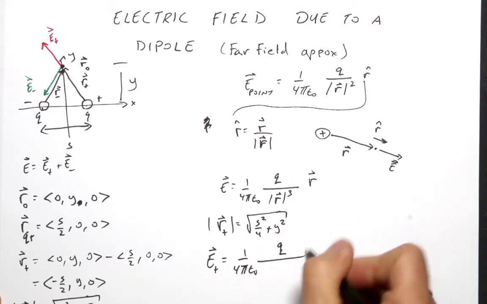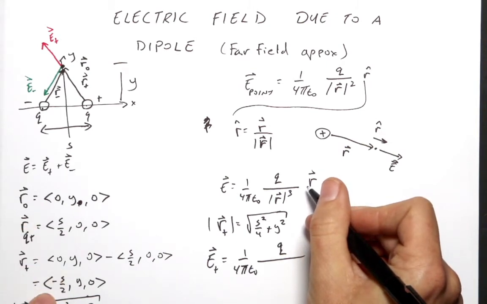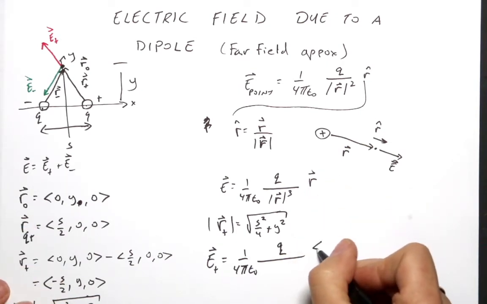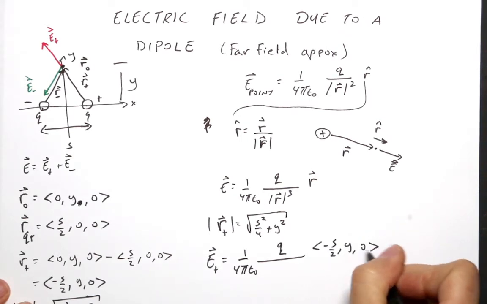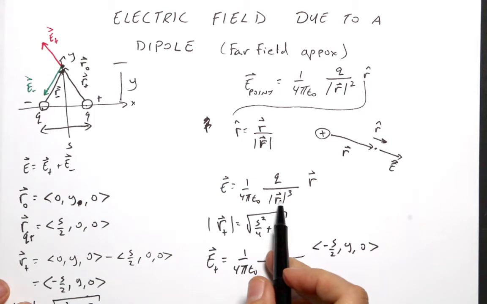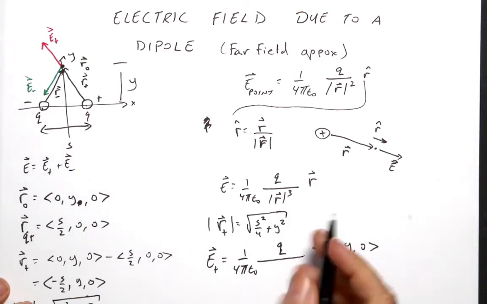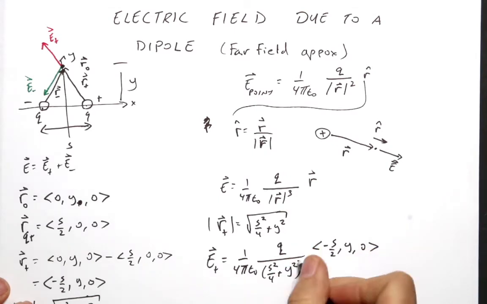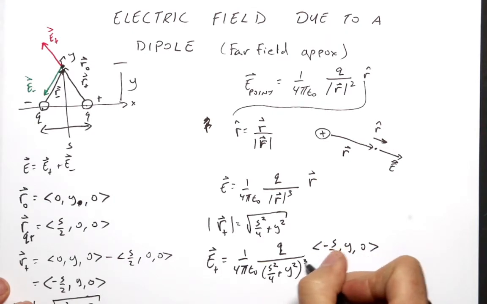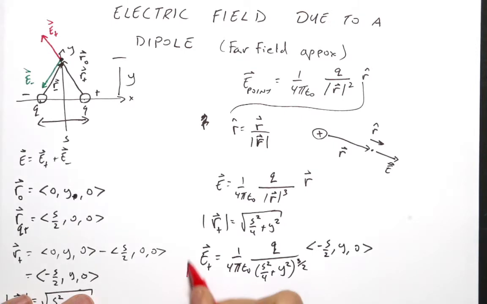R is going to be this. So that's going to be equal to negative s over 2, y, 0. And then I'm going to have r magnitude cubed. So it's going to be this value cubed. So it's actually going to be the square root of s squared over 4 plus y squared, cubed, so to the 3/2 power. And that's important, so I'm going to put a box around that.